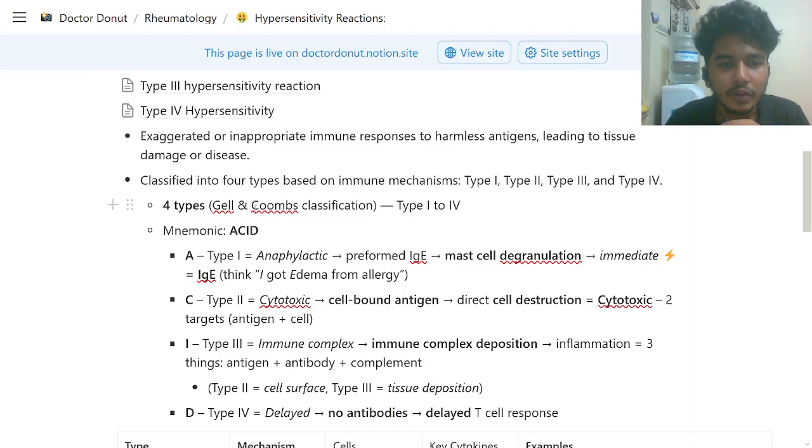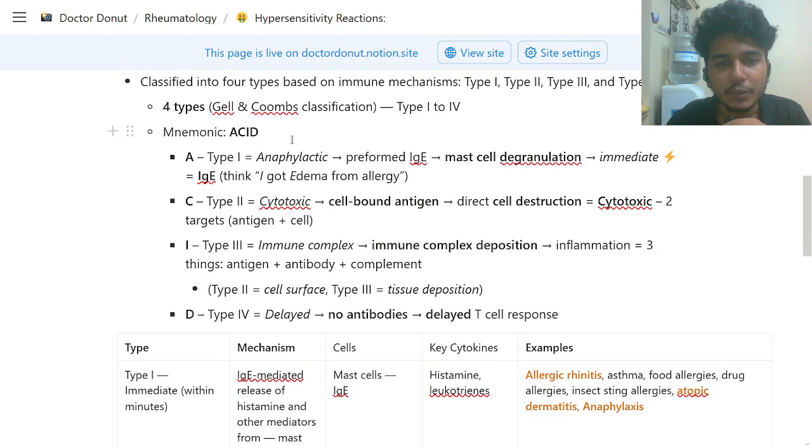So there is the Gell and Coombs classification. Imagine it turns out to be pronounced "gel," I'll be so embarrassed. There are basically four types: type 1 to 4. There is a little sweet mnemonic for it. It's called ACID.